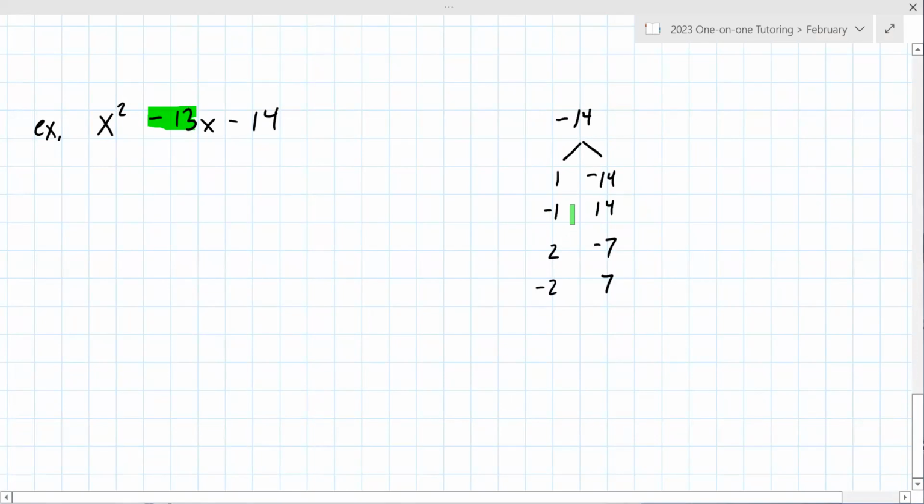Okay, it froze for a little bit there. It's back now. Sorry. So, what is it? Just asking you, which in this list here add up to minus 13?